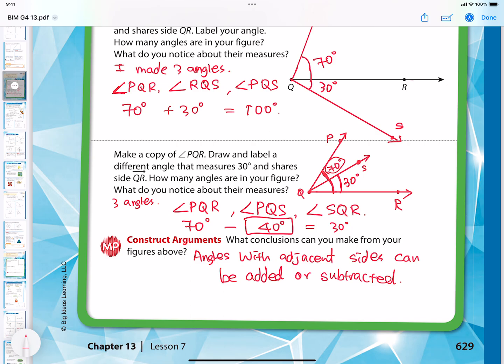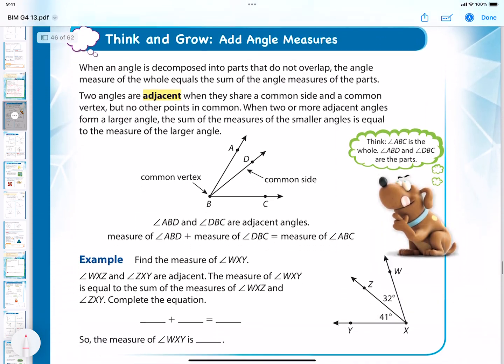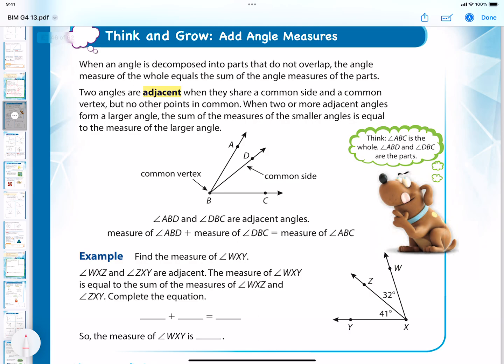That's all about it today. Okay, so we call it what? Adjacent, which is what? We are sharing at least one vertex and one ray. Okay, but not overlapping. It cannot be overlapping. Okay, that's the concept of adjacent.